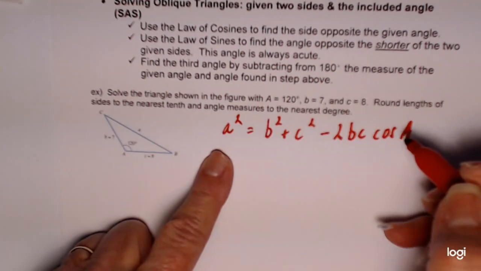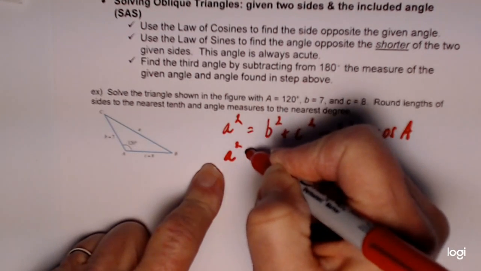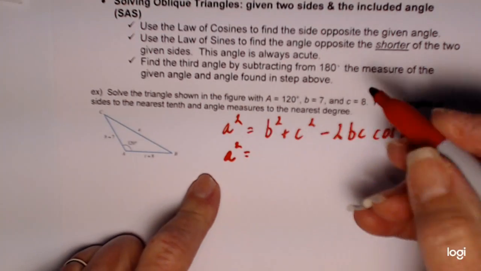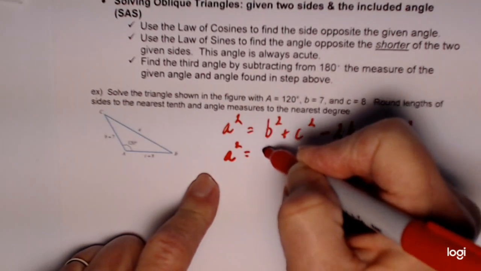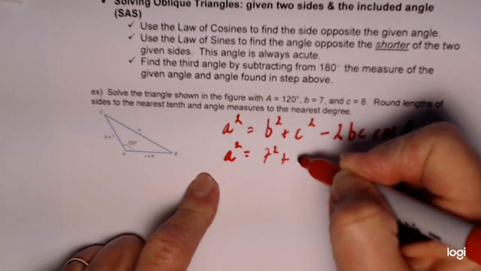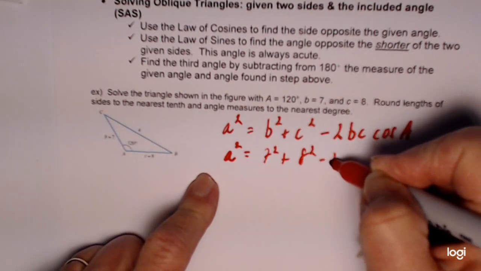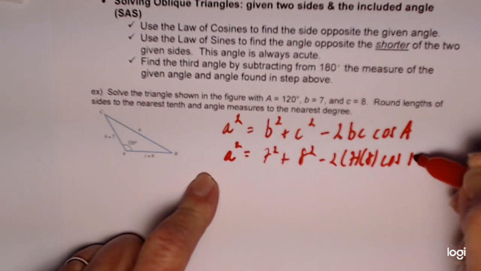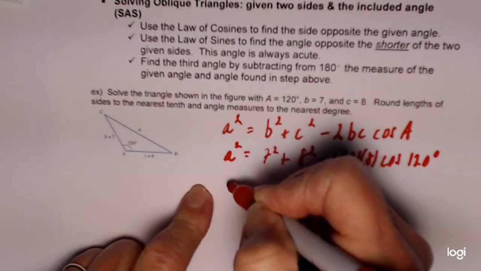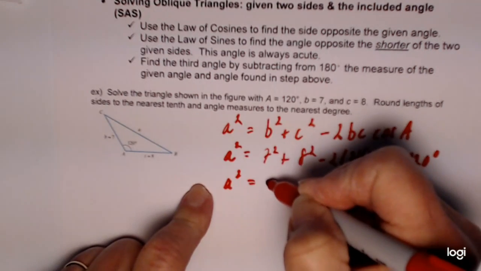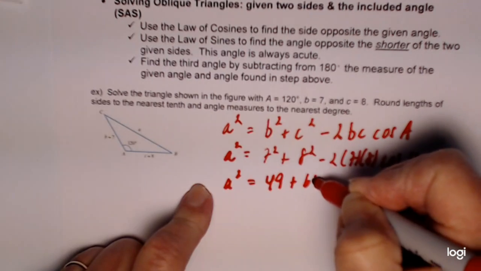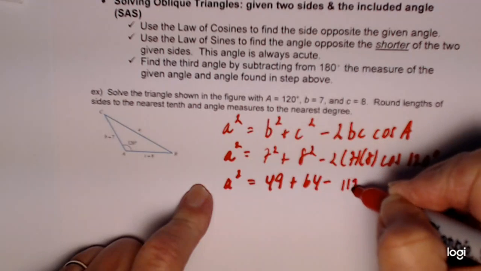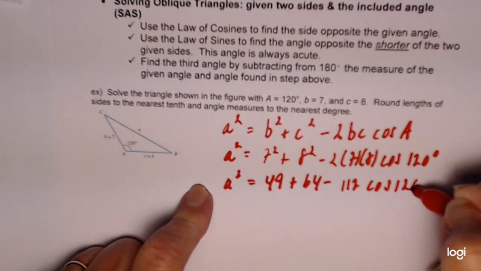We don't know A, so A squared just sits there. Side B, we can see it from the picture and also here. Side B is 7, so we have 7 squared. Side C is 8, so we have 8 squared minus 2 times 7 times 8, and now times the cosine of 120 degrees. 7 squared is 49. 8 squared is 64. 2 times 7 times 8 is going to be 112 times the cosine of 120.